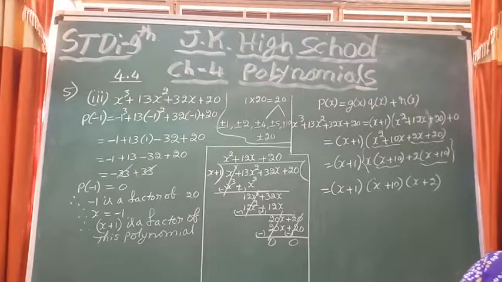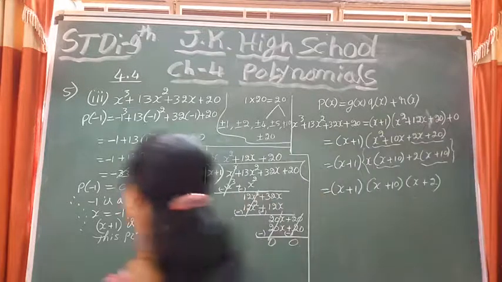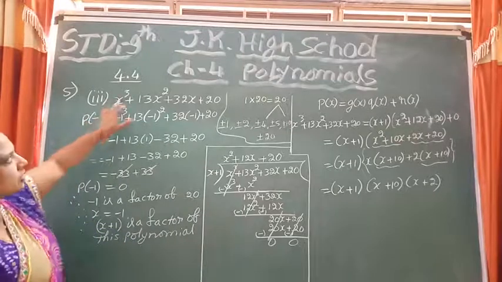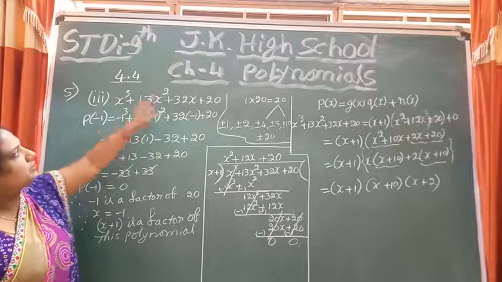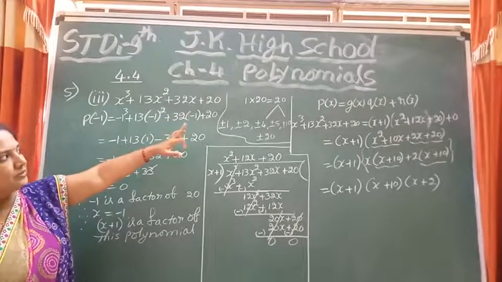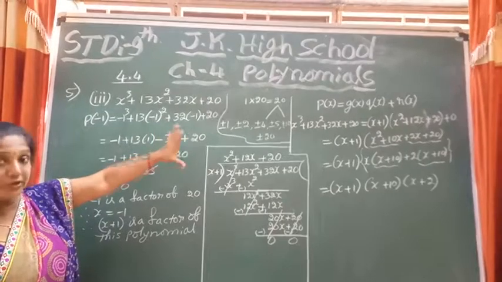So this is the way; the method is the same only. Okay children, find the factors in this manner for a cubic polynomial. Once again I am going to explain now. The given polynomial is a cubic polynomial. You observe now, 1 into 20, you multiply. What are the factors of 20? Many factors are there for the number 20.